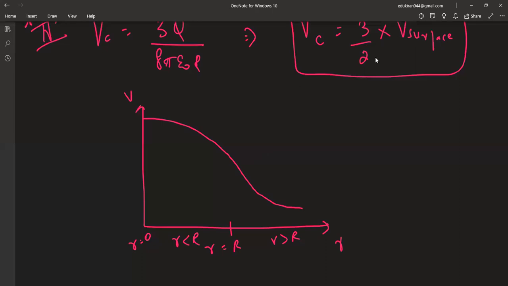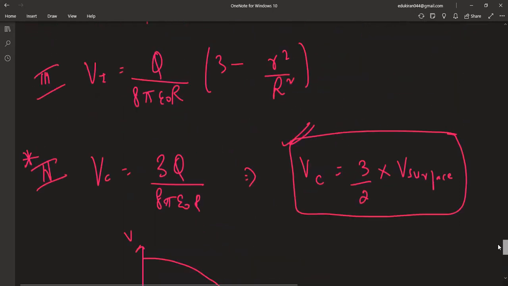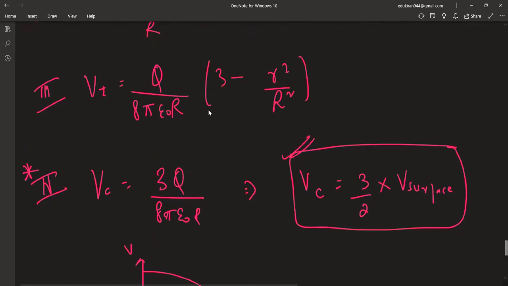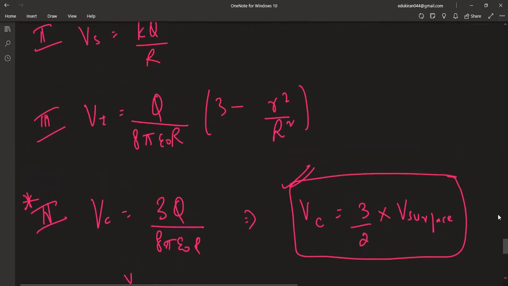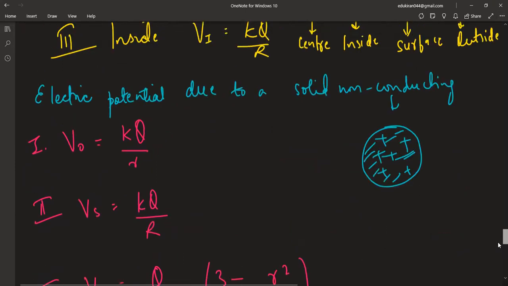All right, note it down. This is important for you, especially this formula, 3 by 2 V surface. In many questions, you would otherwise try to solve them and take their ratio, meaning this and the surface one. But you can look at the formula. It is very obvious from the formula that this is 3 by 2 the surface. But you should try to remember it. Note it down from here.